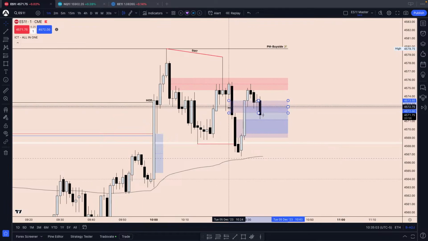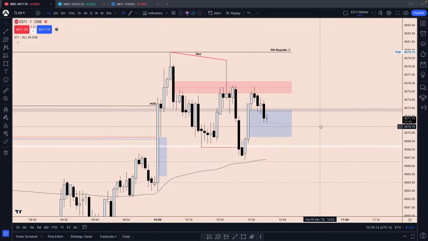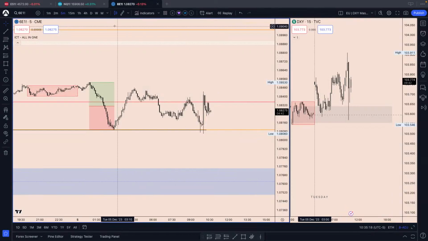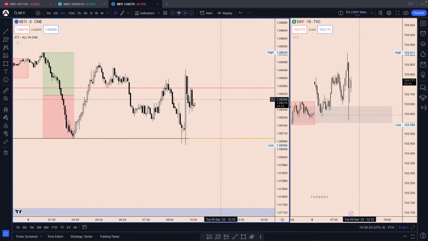Weekly lows back below the inversion fair value gap after closing back above it. Yeah. Tricky. At least on ES right now. Keep an eye on NQ. DXY, EU.